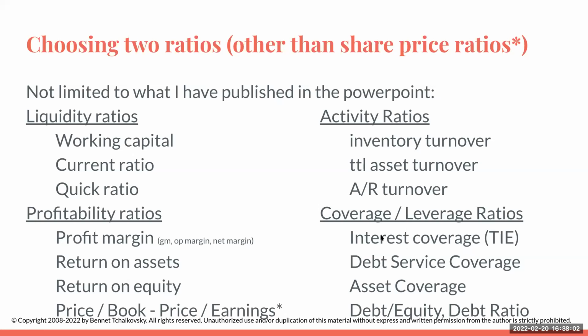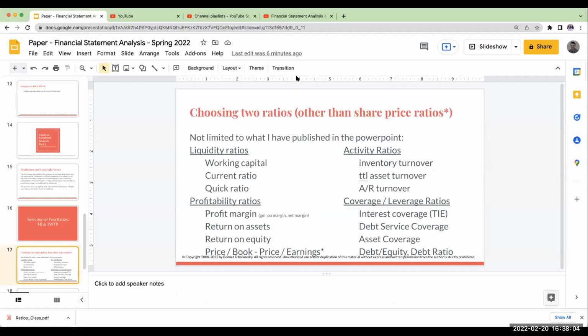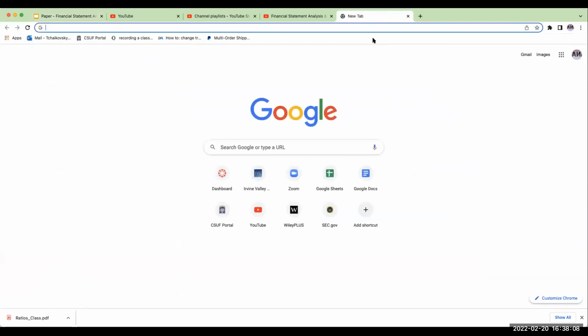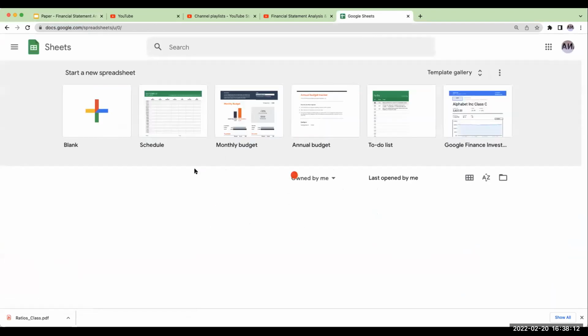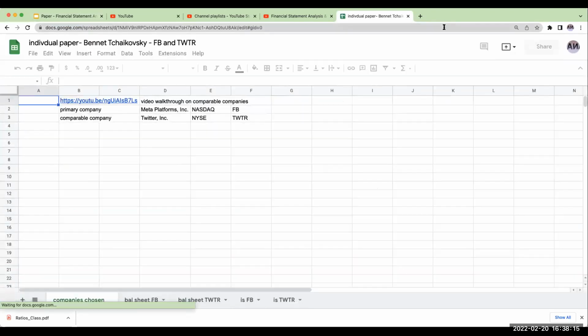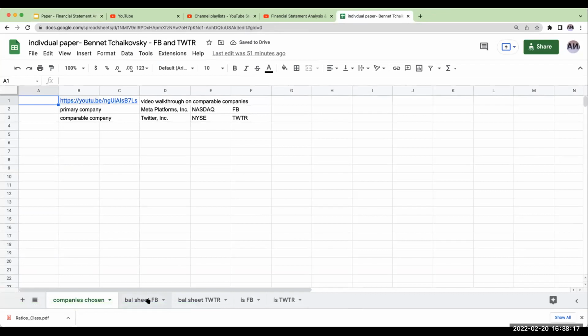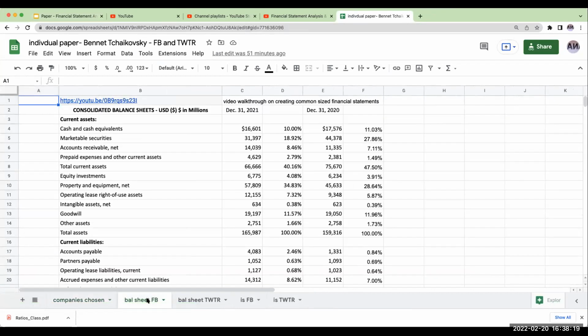So let's now take a look. What we're going to do, before we go through and look at these ratios, is take a look at our companies. When we're taking a look at our companies, this is where we want to look at the common size financial statements.